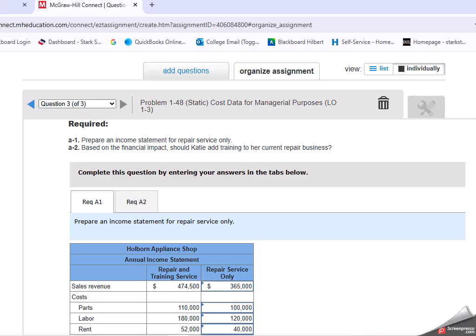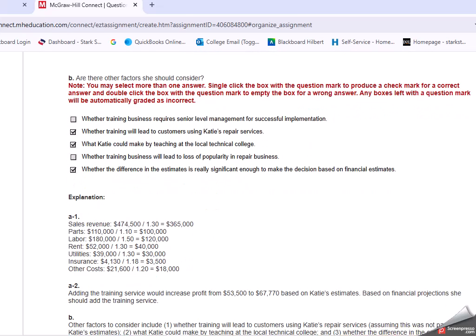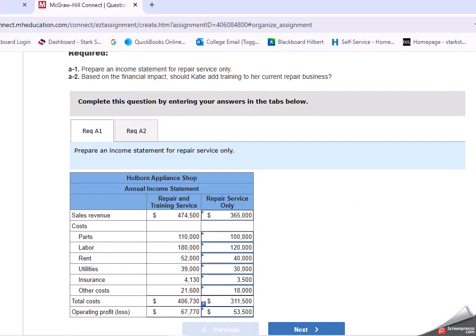Let's see if that, no, that doesn't do it. All right, 474,500. No, that still doesn't do it. All right, let me go down. I'm doing my math wrong. Oh, so divide it. Okay, so that's what I'm trying to do, subtract it.